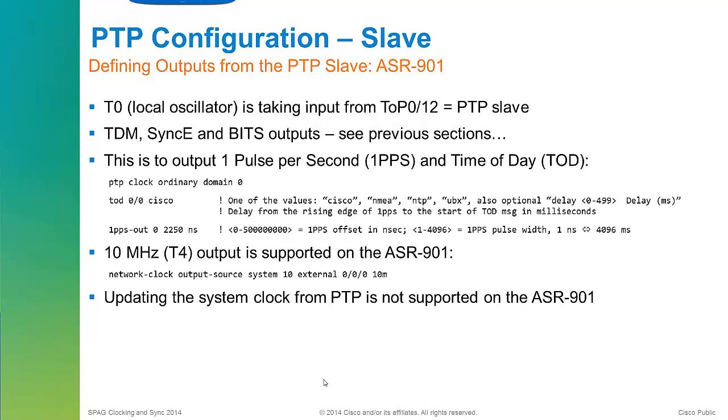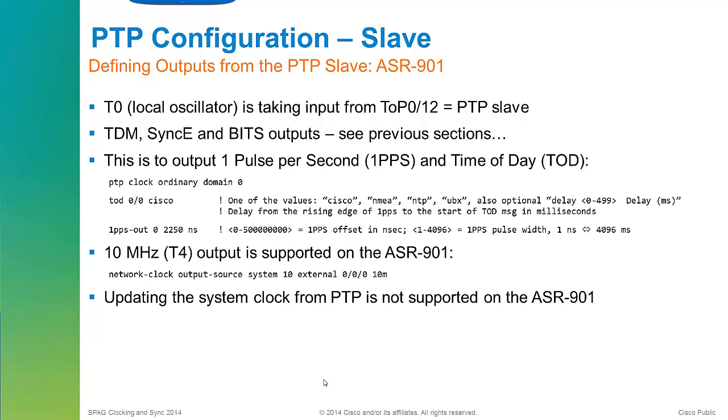So here we have the 901. We have a slave defined. We are taking input from our TOP 0/12 device. If you want to output TDM, SyncE and bits, well, we've showed you how to do that in the previous section. TDM, you clock source internal, although in the 901 that's the default, so you don't have to do anything. SyncE, you just define synchronous mode, and then it will negotiate to be the master. Bits output, we showed you how to do it with the output source command.